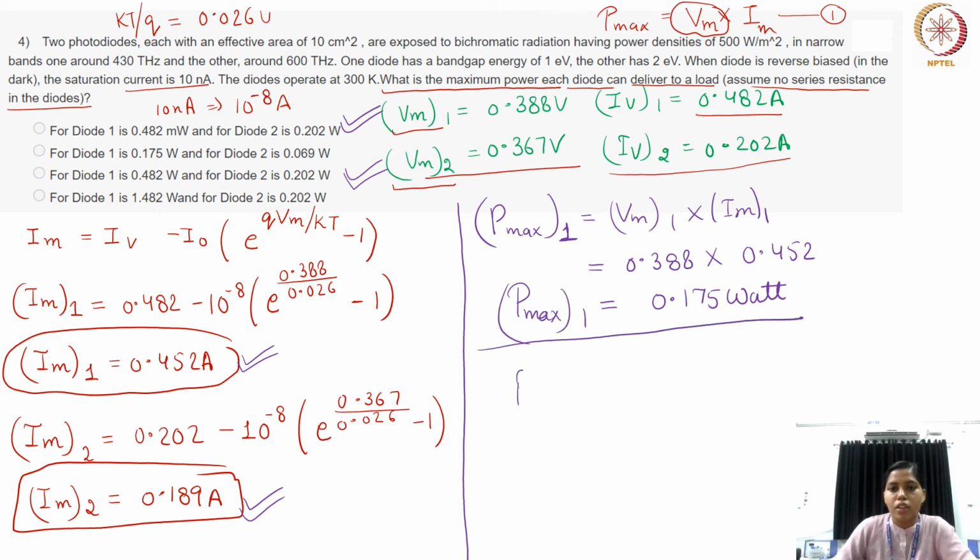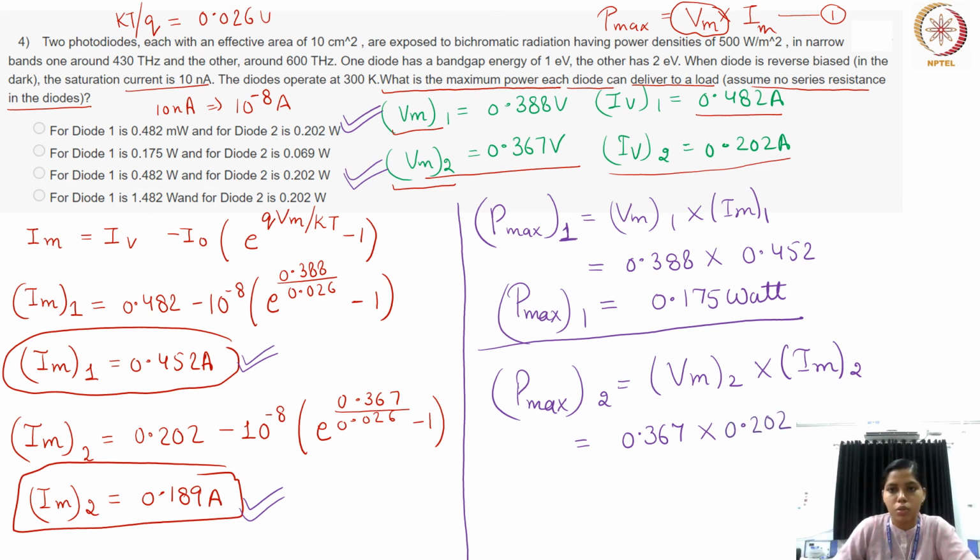Now for the second photodiode, the maximum power will be equal to Vm2 multiplied by Im2. The value of Vm2 is 0.367 volt, multiplied by 0.189 ampere. So it will give you 0.069 watt. So that is the maximum power through this second photodiode.